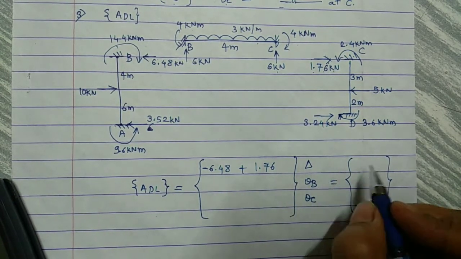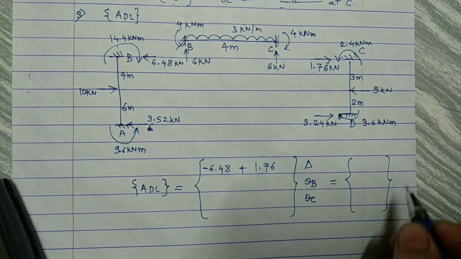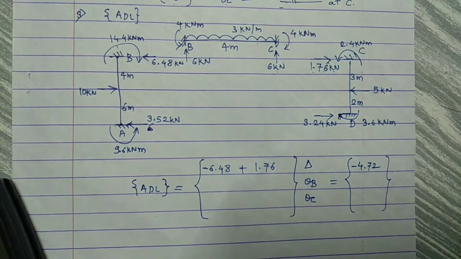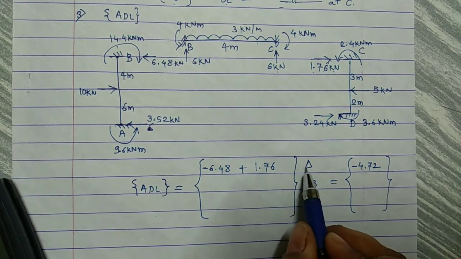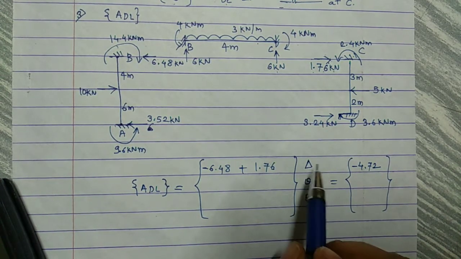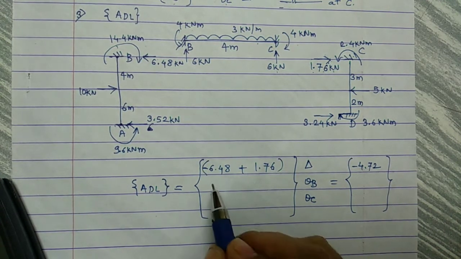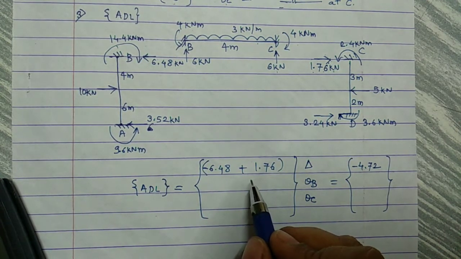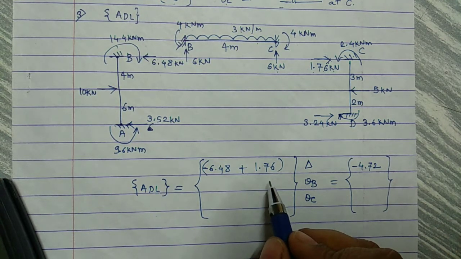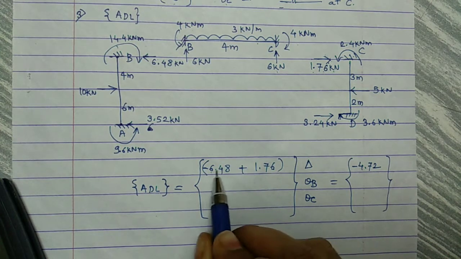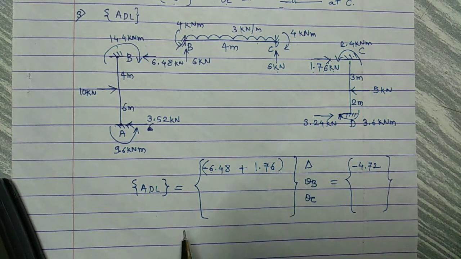So their addition will be the final element here, that is minus 4.72 kilonewton, the action corresponding to delta. This element is the reaction at points B and C in the horizontal direction. That reaction is the element here, the action corresponding to this delta.